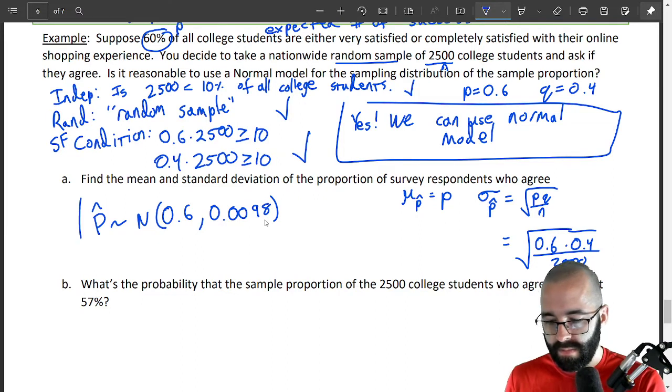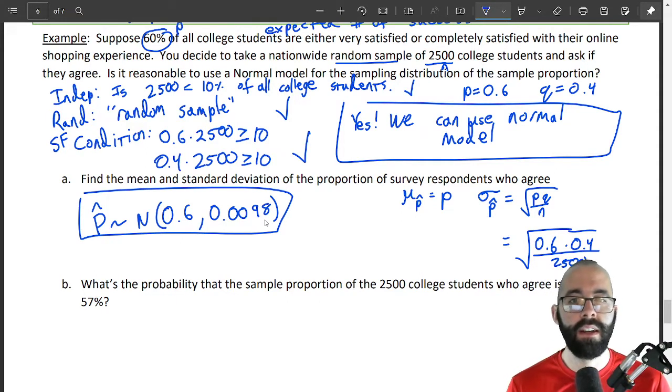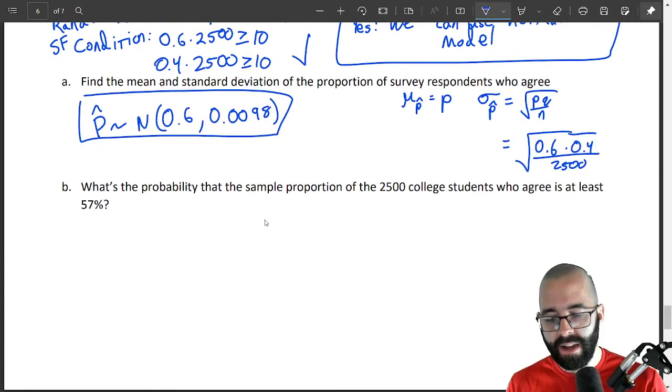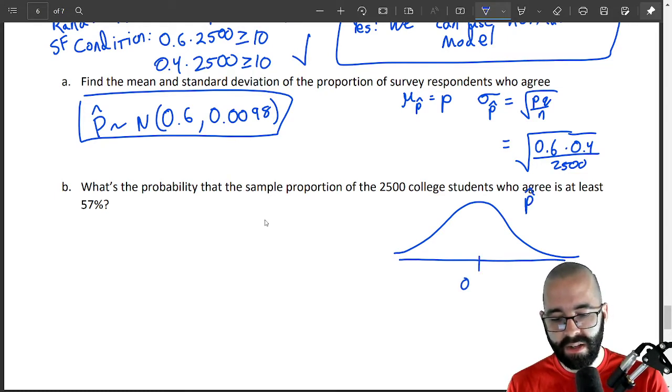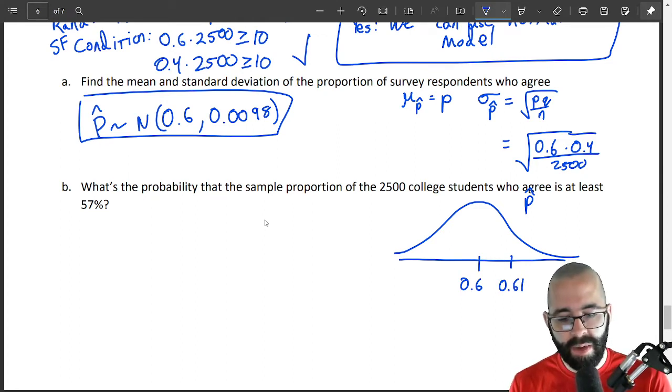We can also draw this. It didn't ask us to, but real quick. This is a normal distribution. This P hat is a normal distribution with mean of 60%. One standard deviation is about 0.01. So add a standard deviation. That means this is about 0.61. Another one is going to be about 0.62. Another one's going to be about 0.63. We could do it in the other direction too. 0.59, 0.58, 0.57.